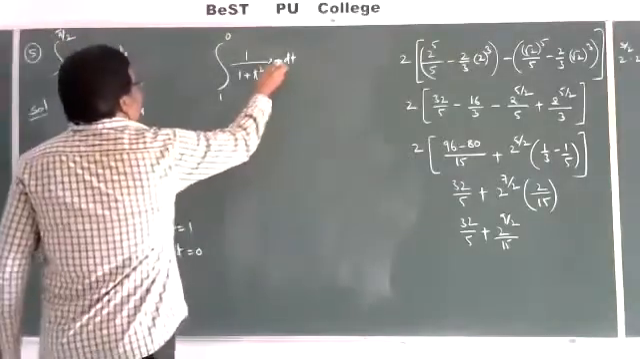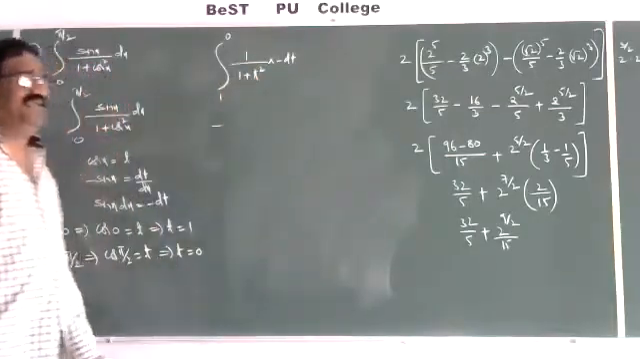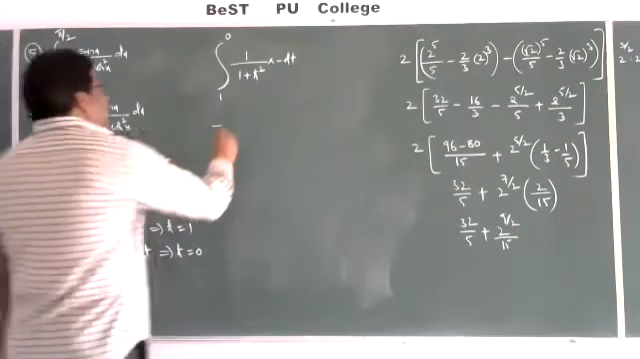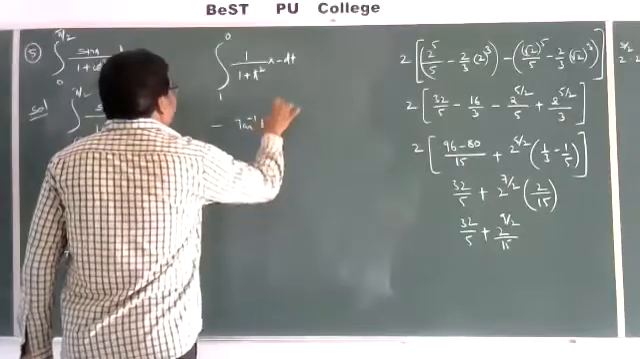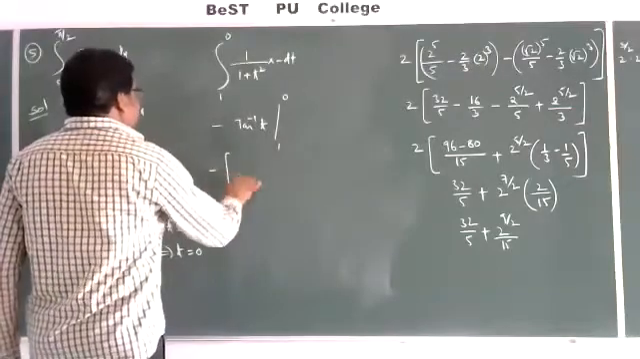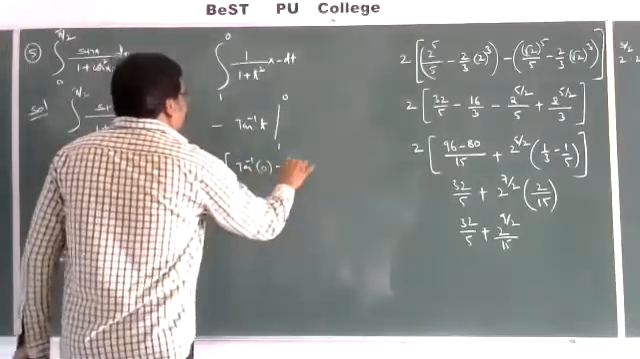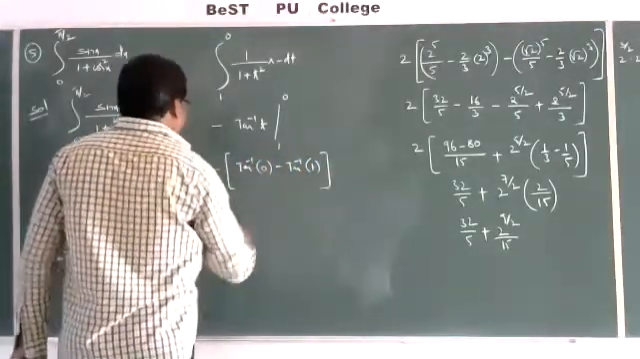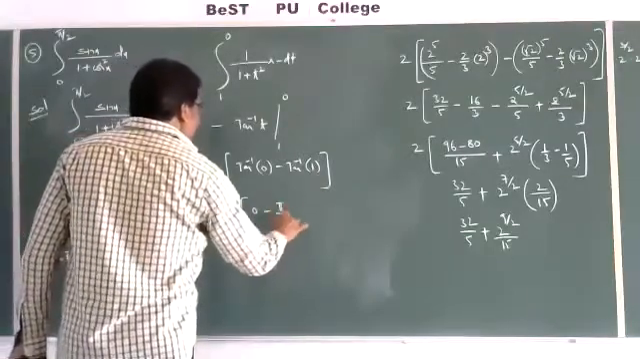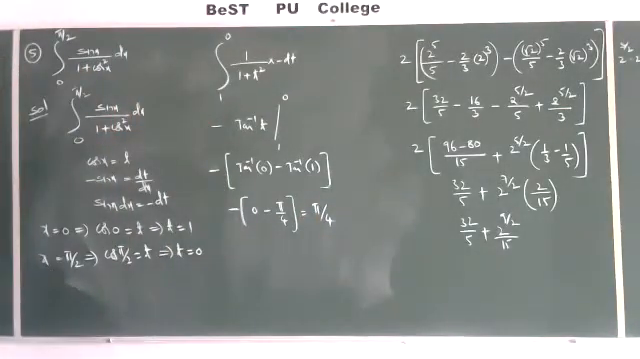Yes, here minus is right outside and 1 by 1 plus t square integration. Integral 1 by 1 plus t square is tan inverse t, from the limits 1 to 0. That is minus is right outside, upper limit minus lower limit: tan inverse of 0 minus tan inverse of 1. That is minus of tan inverse 0 is 0 minus tan inverse 1 is pi by 4. That is equal to pi by 4. Answer pi by 4.